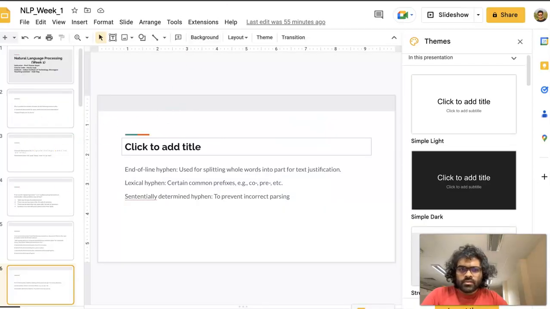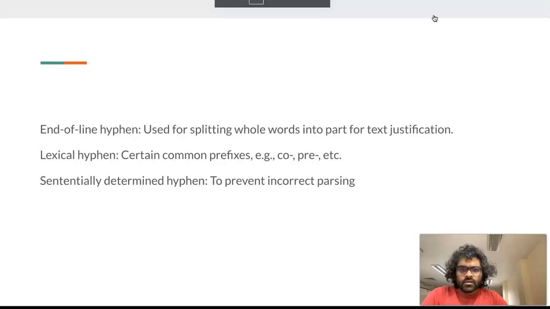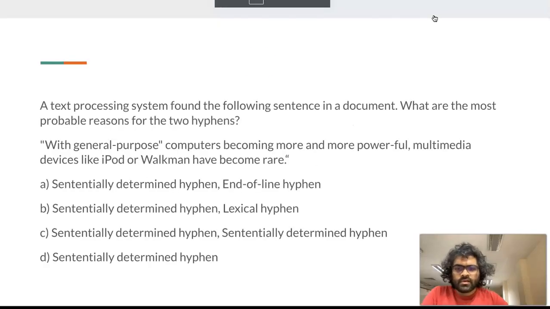Okay, now go to the question and see what type of hyphen. So what do you think? General purpose. What kind of hyphen is this? Is it a sententially determined hyphen, or end of line hyphen, or lexical hyphen?